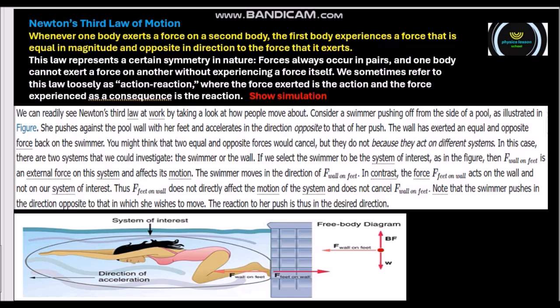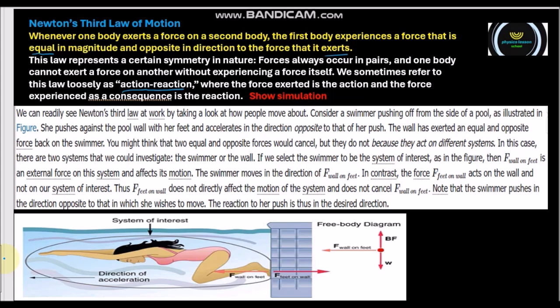The next point is Newton's third law of motion. Whenever a body exerts a force on a second body, the first body experiences a force that is equal in magnitude and opposite in direction to the force that is exerted. This law represents a certain symmetry in nature. Forces always occur in pairs. One body cannot exert a force on another without experiencing a force itself. We sometimes refer to this law loosely as action-reaction, where the force exerted is the action and the force experienced as a consequence is the reaction.